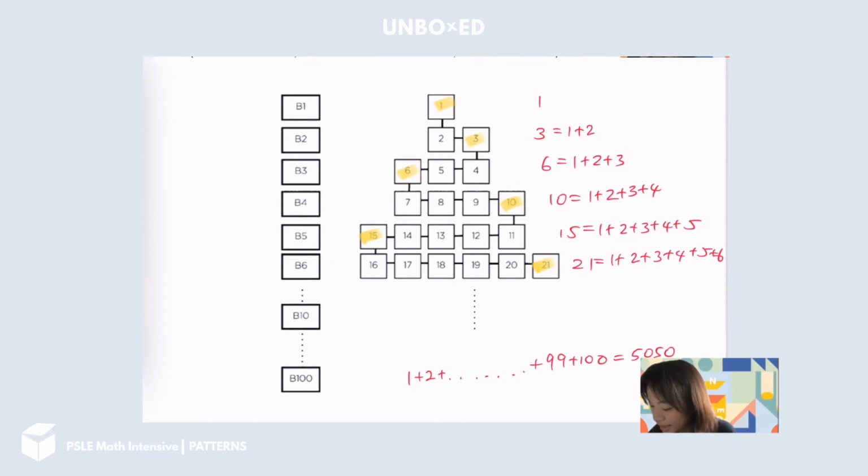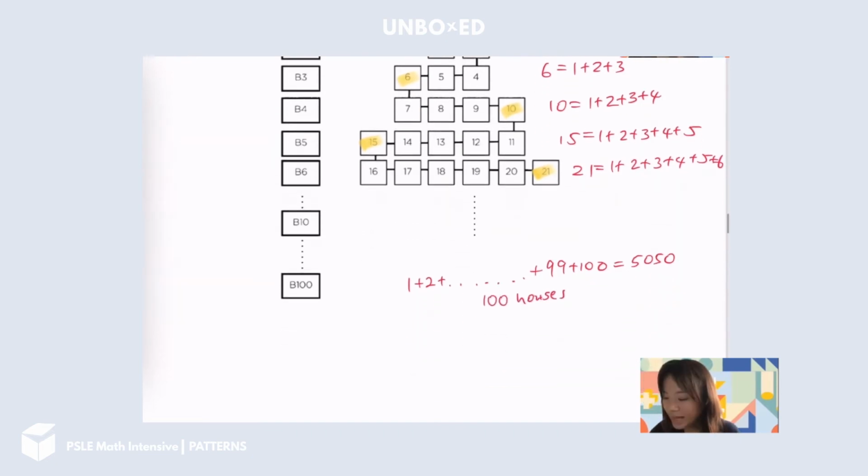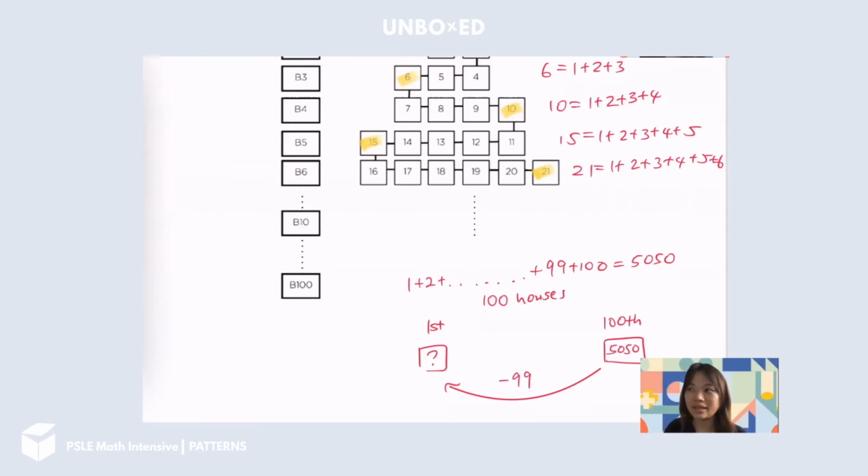100 houses, right? So if I say that the 100th house is 5050, and I want to find the first house, how many do I need to go back by? 99. Thank you. Minus 99, because you're going back 99 steps to get to the first house. So 5050 minus 99, and the answer is 4951.